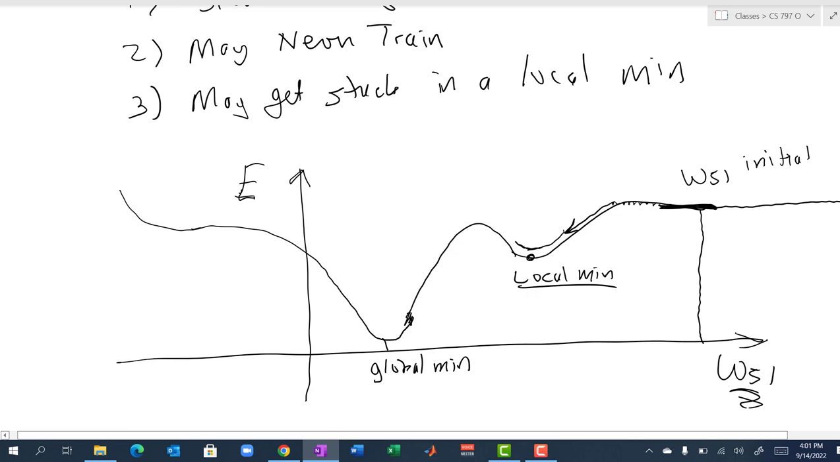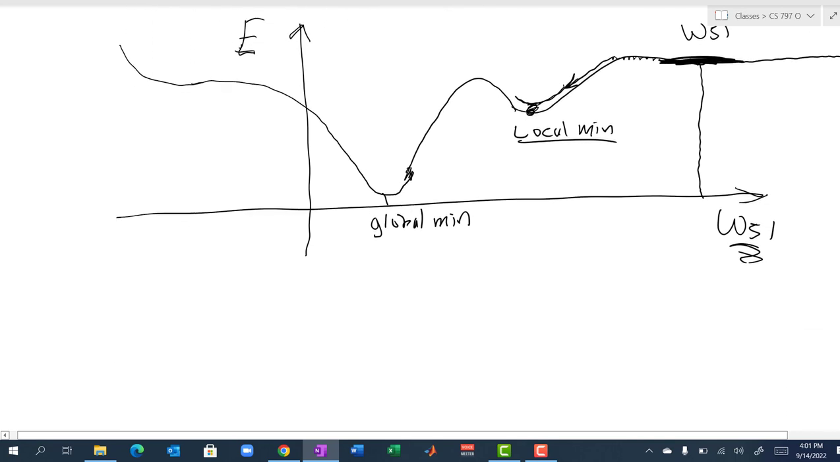So we may get slow training if we have flat regions of the error surface, the E versus the weight. It may never train, or it may get stuck in a local minimum here. And so some of the fixes that people have looked at is you vary the learning rate.